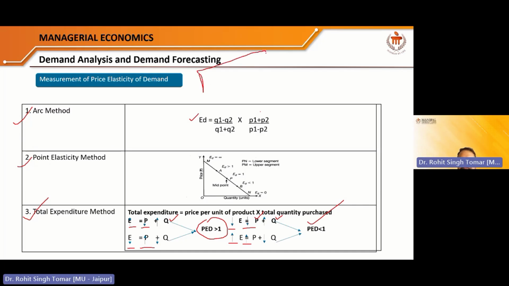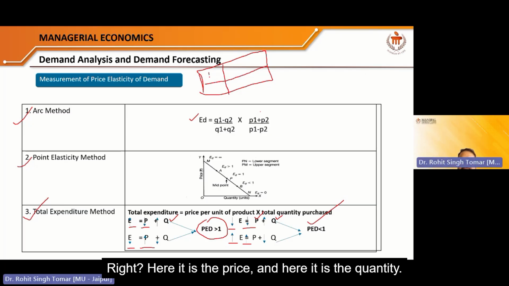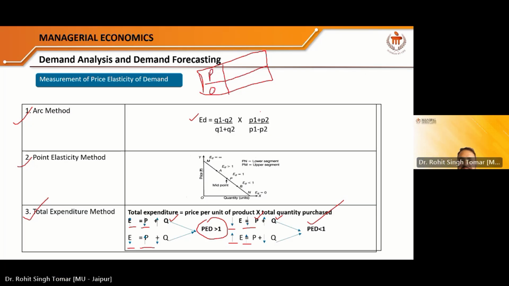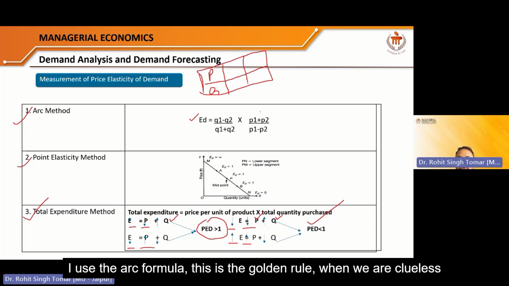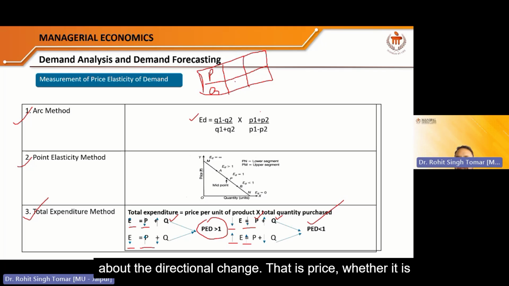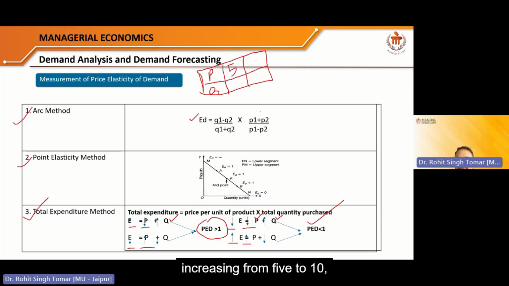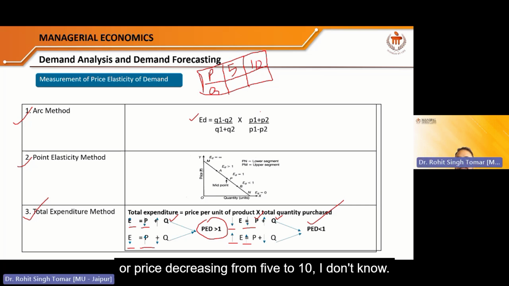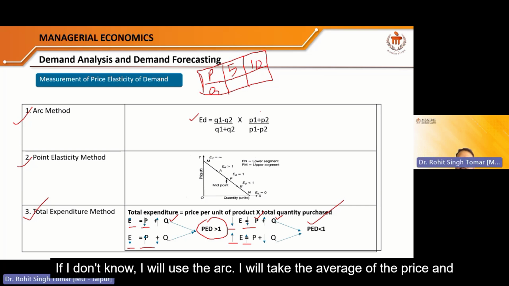Let's see this box. Here it is the price and here it is the quantity. I use the ARC formula. This is the golden rule when we are clueless about the directional change. That is, whether the price is increasing from 5 to 10 or the price is decreasing from 5 to 10, I don't know. If I don't know, I will use the ARC. I will take the average of the price and the average of the quantity.